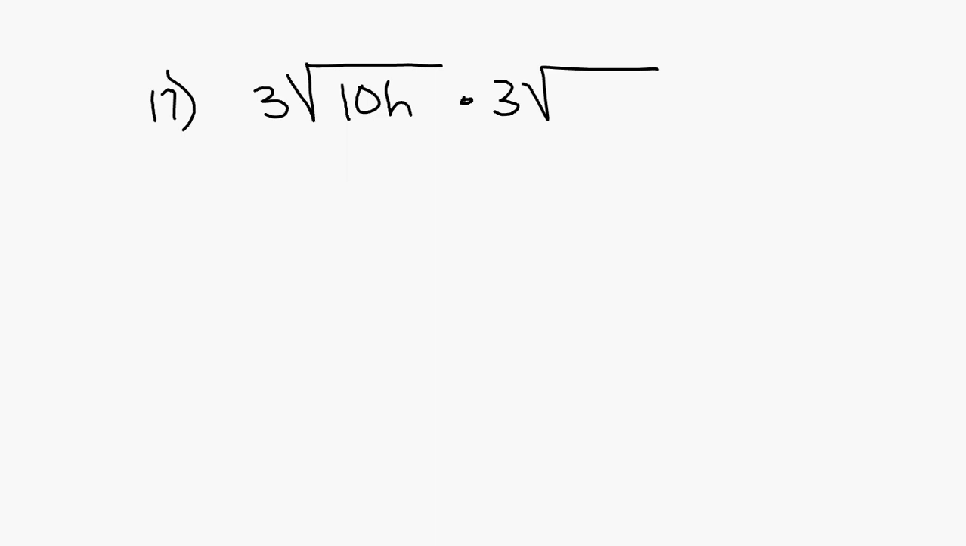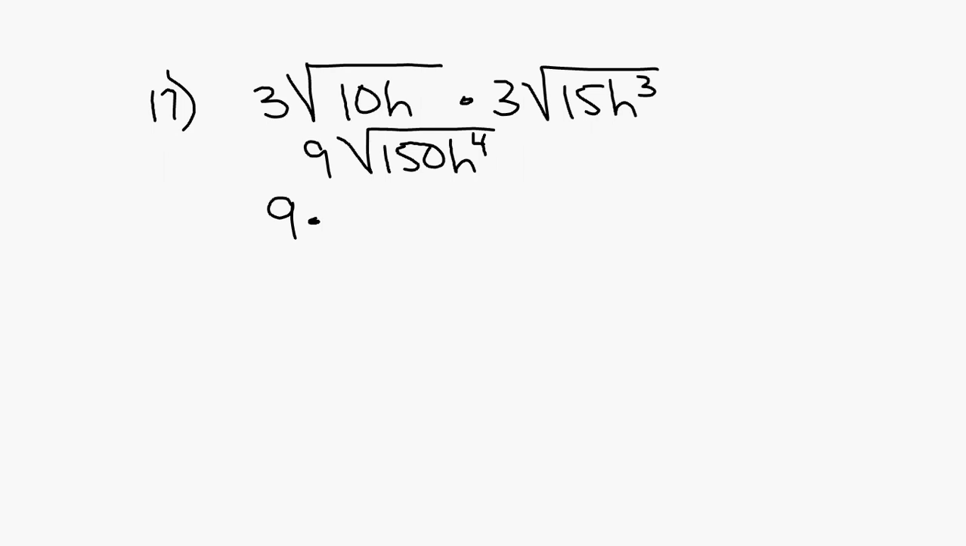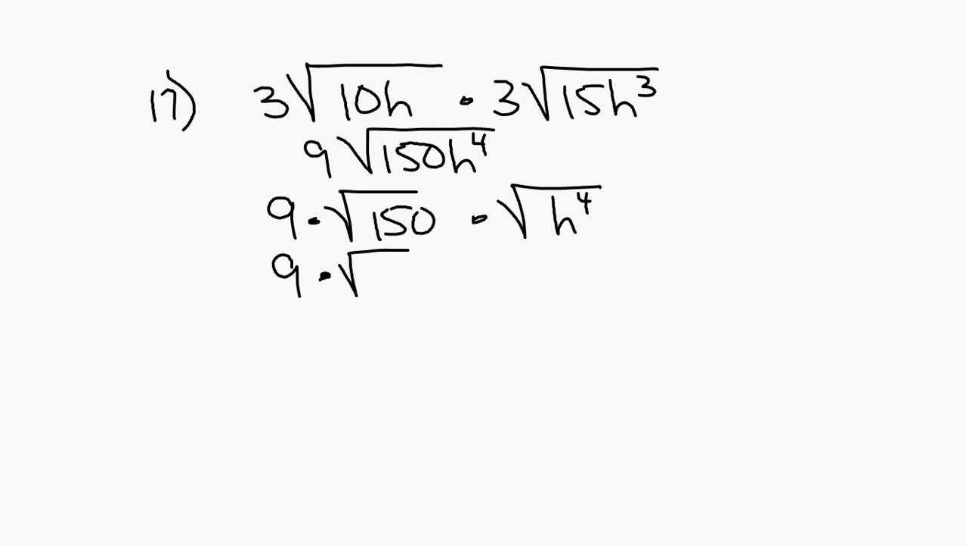Okay, again, this problem is apart, so let's put it back together. You got your 3 times 3 is 9. Then, underneath the radical, you got 10 times 15, which is 150, and you've got h times h to the 3rd, which is h to the 4th. So take your 9 times your square root of 150 times your square root of h to the 4th. 9 times the square root of 150 is going to be the square root of 25 times the square root of 6 times the square root of h to the 4th.